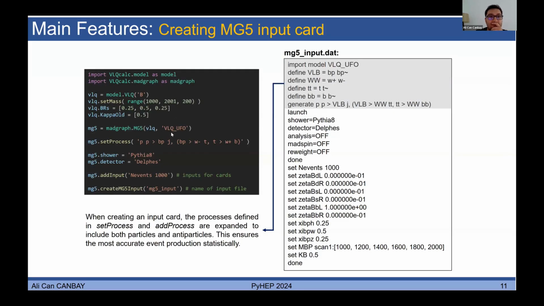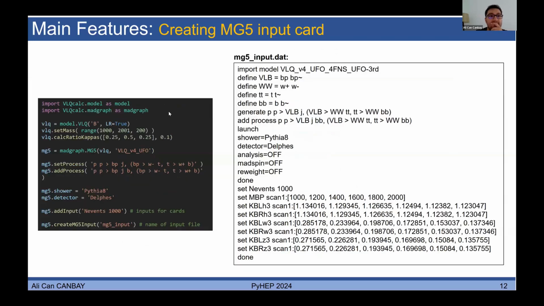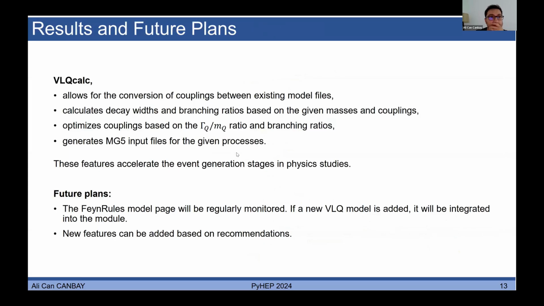This example was for VLQ UFO models, and this is another example for VLQ V4 UFO models. As a result, VLQcalc allows for the conversion of couplings between existing model files, calculates decay widths and branching ratios, optimizes couplings based on gamma to mass ratio, and generates MG5 input files for the given process. These features accelerate the event generation stage in physics studies, of course, vector-like quark physics studies.